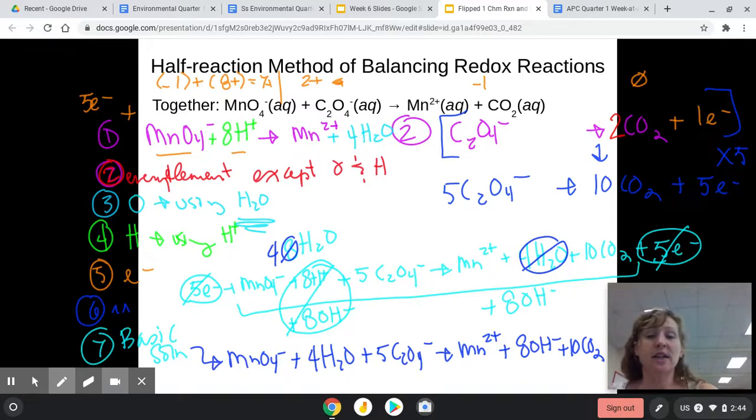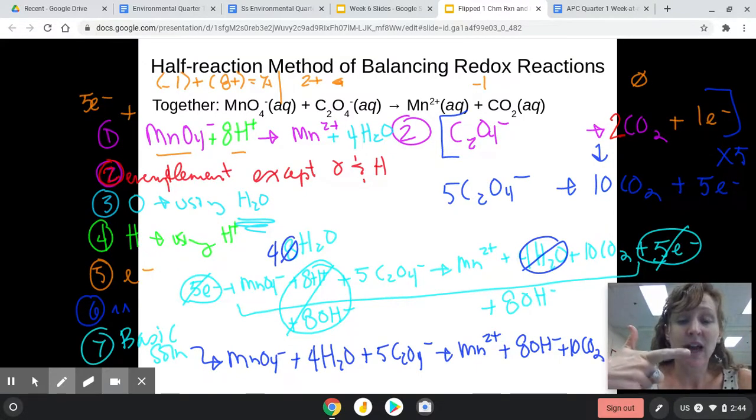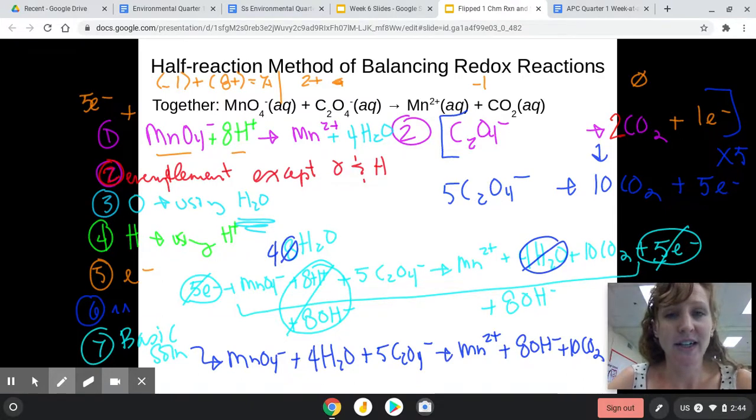So again, those steps are going to be: split them into half reactions, balance every element except for oxygen and hydrogen, balance oxygen using water, balance hydrogen using H+, balance your electrons within each half, balance your reactions between the two halves, and then eliminate any spectators. And you're done unless you have basic solution, and then you have to go through the hydroxide section.